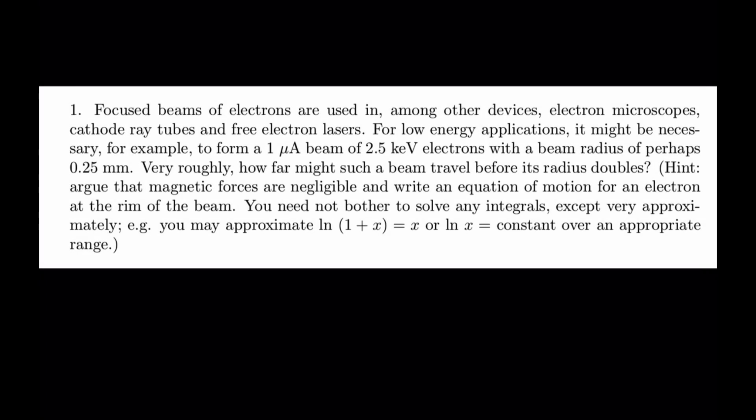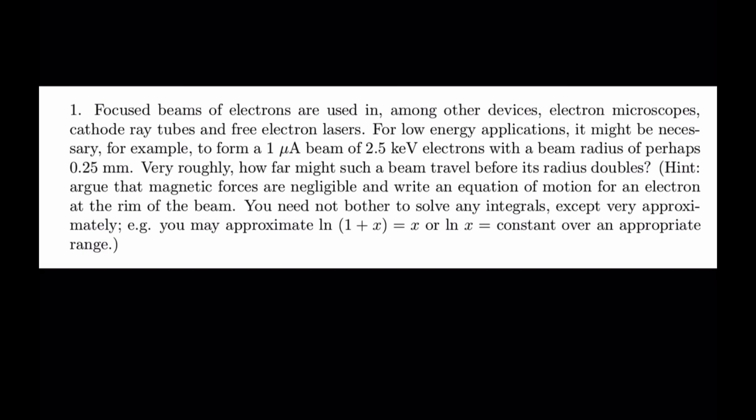Focused beams of electrons are used in, among other devices, electron microscopes, cathode ray tubes, and free electron lasers. For low energy applications, it might be necessary to form a 1 microamp beam of 2.5 keV electrons with a beam radius of perhaps 0.25 millimeters. Very roughly, how far might such a beam travel before its radius doubles?